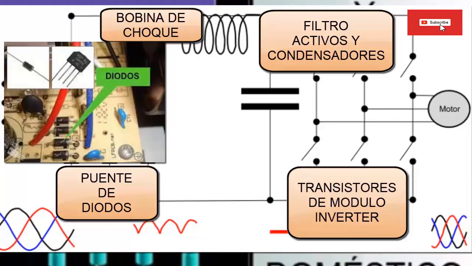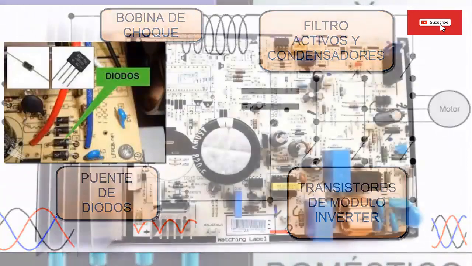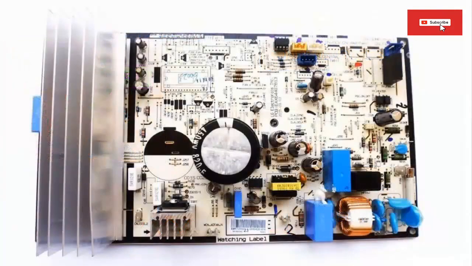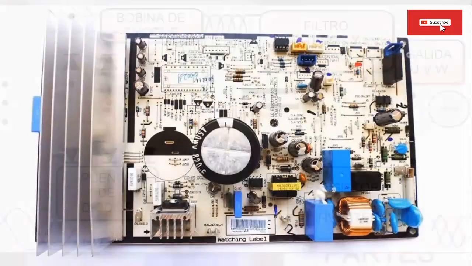Here it is important to mention that due to the heat emitted by the components of this part, they are always provided with heat sinks. F. Outputs U, V, and W to feed the compressor.